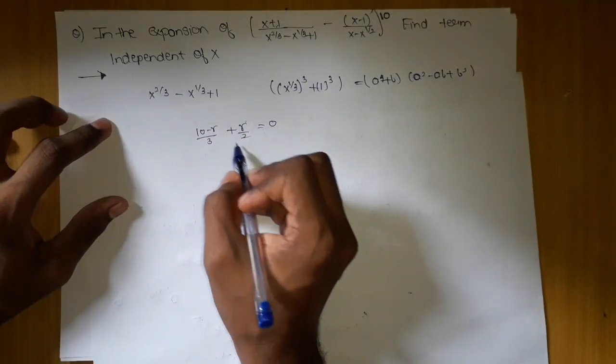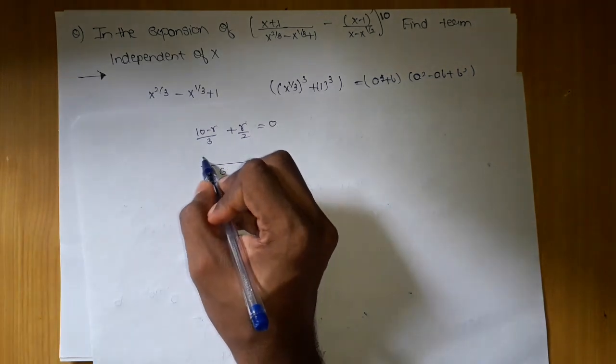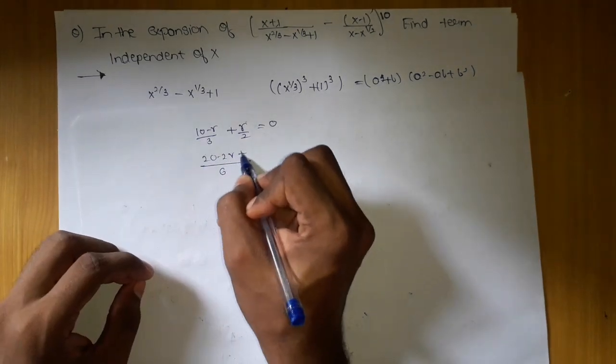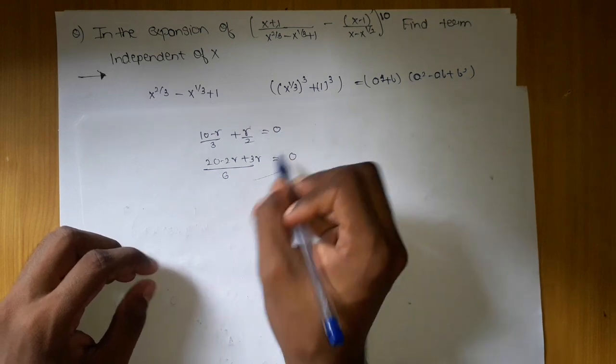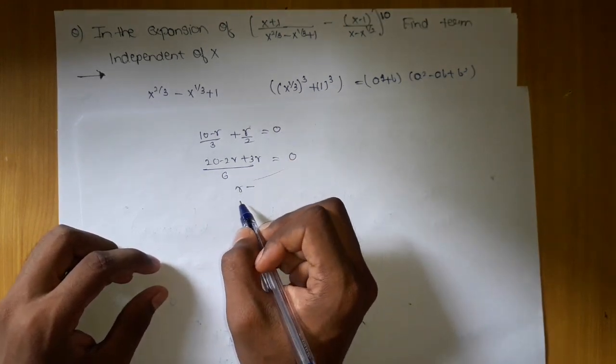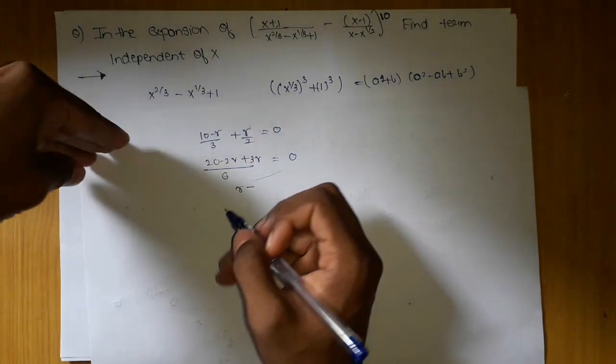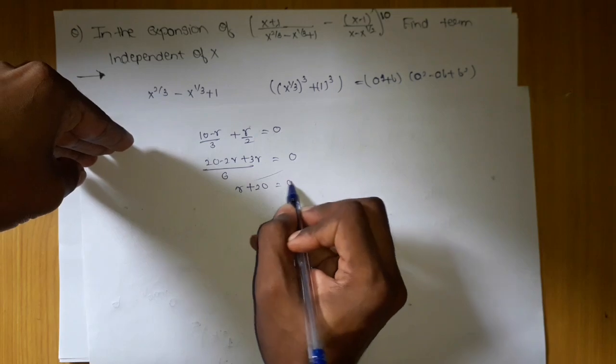So to make both of them equal, 6 is the common factor. So 6 will be there. Here it will be 20 minus 2r. Here it will be 3r, should be equal to 0. This will become 0. And r, here what we are getting, r plus 20 should be equal to 0.